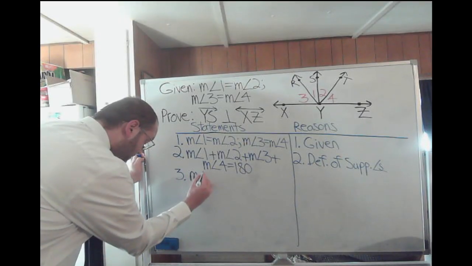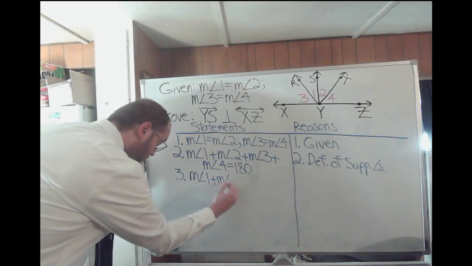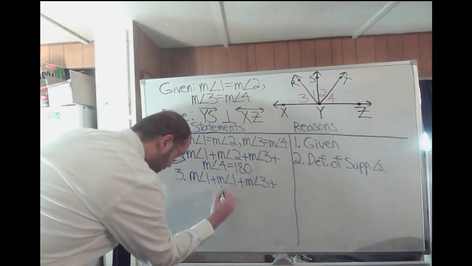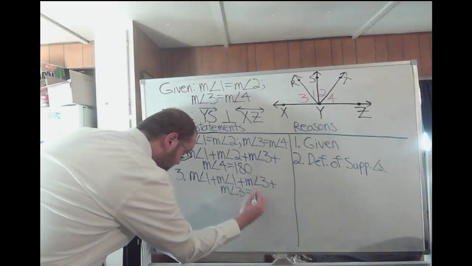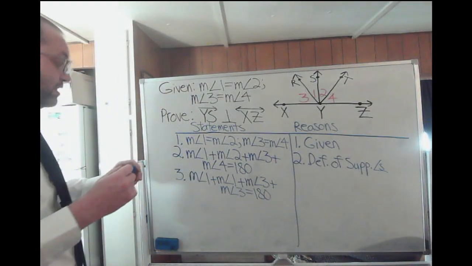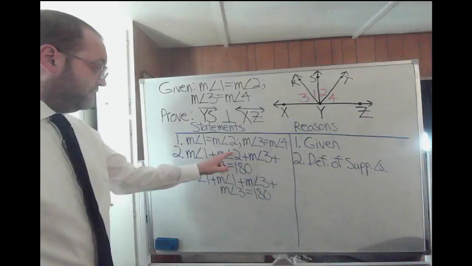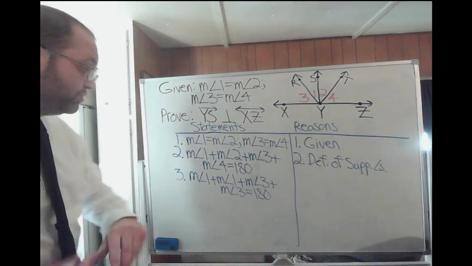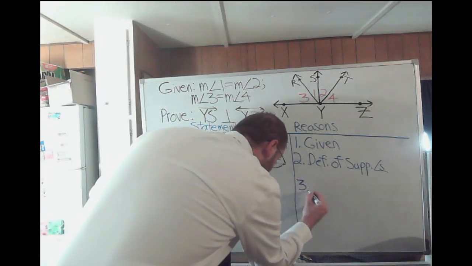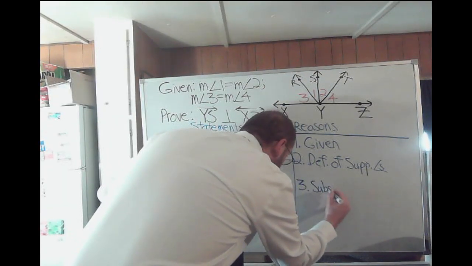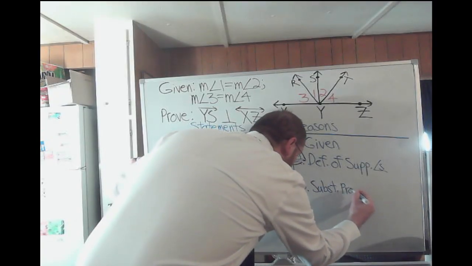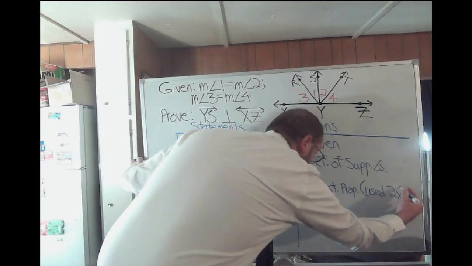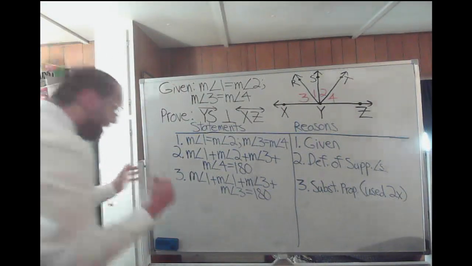We can say the measure of angle 1 plus the measure of angle 1 plus the measure of angle 3 plus the measure of angle 3 equals 180. See how I did that here? In this equation, I put angle 1 in for angle 2. I can do that. And then I put angle 3 in for angle 4. I can also do that. And this is actually going to be by the substitution property used twice. Okay.